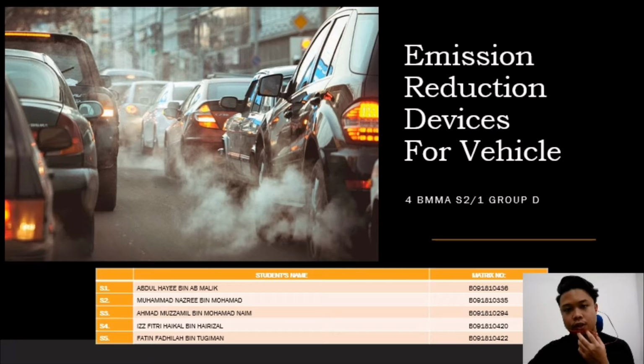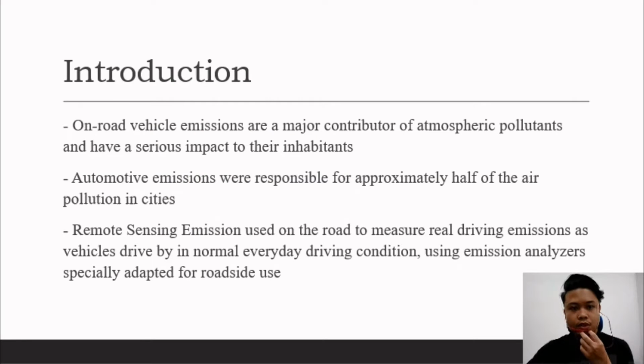So today we are going to present about emission reduction devices for vehicles. For the introduction, we know that on-road vehicle emissions are a major contributor of atmospheric pollutants and have a serious impact on their inhabitants. We also know that vehicle emissions come from the emission of gases from the exhaust system of the vehicle, such as carbon monoxide, sulfur dioxide, oxygen, oxides of nitrogen, and so on.